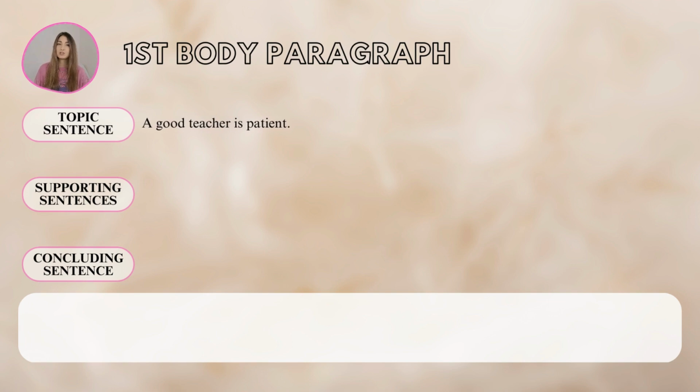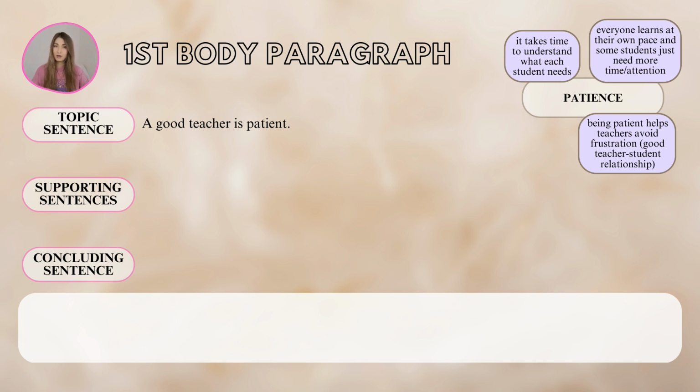This is my topic sentence. A good teacher is patient. And now I need some detailed sentences that answer the question, why should a good teacher be patient? Detailed sentences explain the topic sentence. Let's have a look at the ideas I wrote in my outline. I'm going to transform those ideas into sentences.